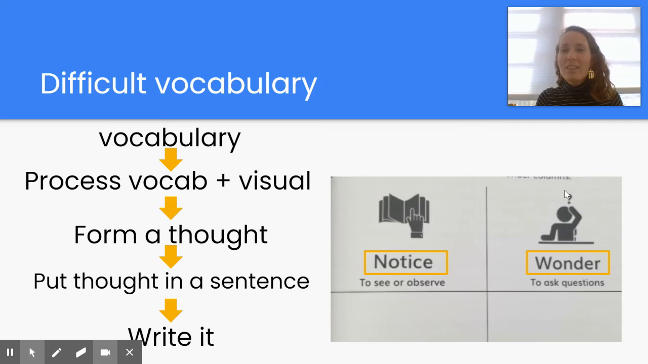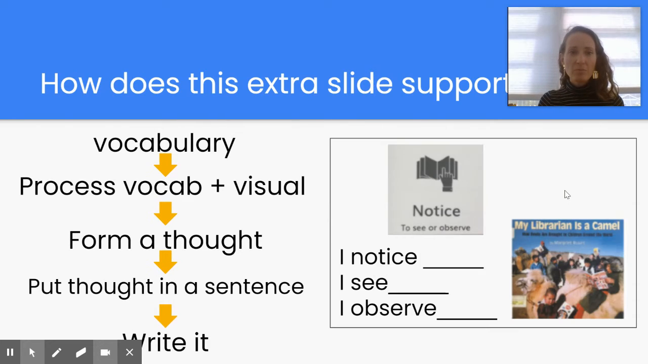And the way that the question is posed, what do you notice and wonder, they have to do that parallel process for both words at the same time, rather than let's just do it for notice first, and let's just do it for wonder next. This is a lot for any student.